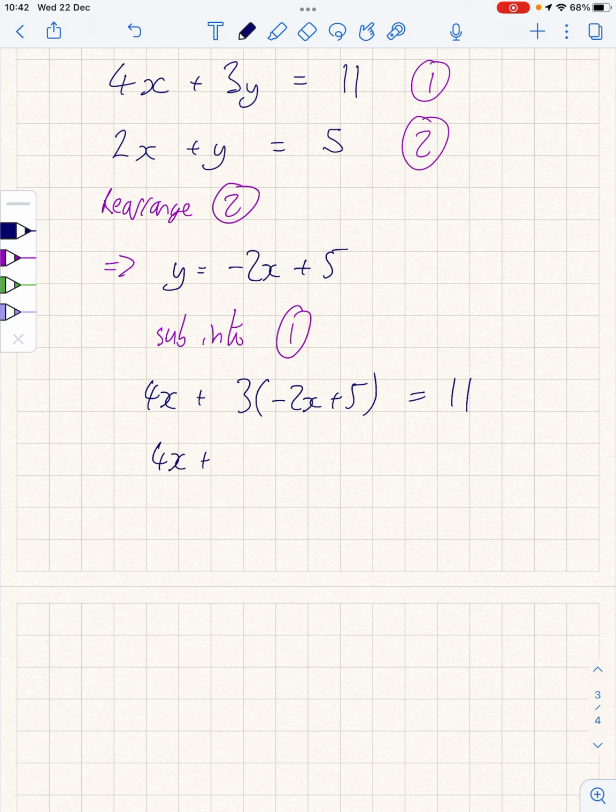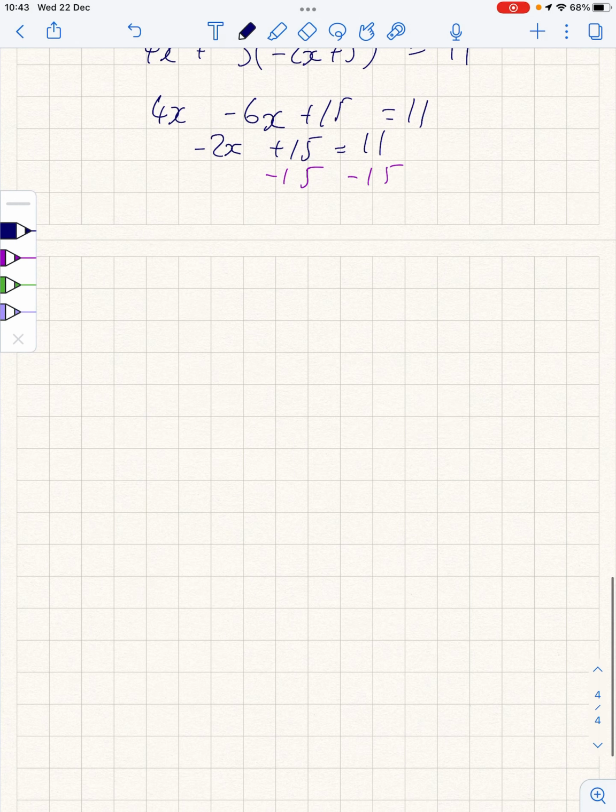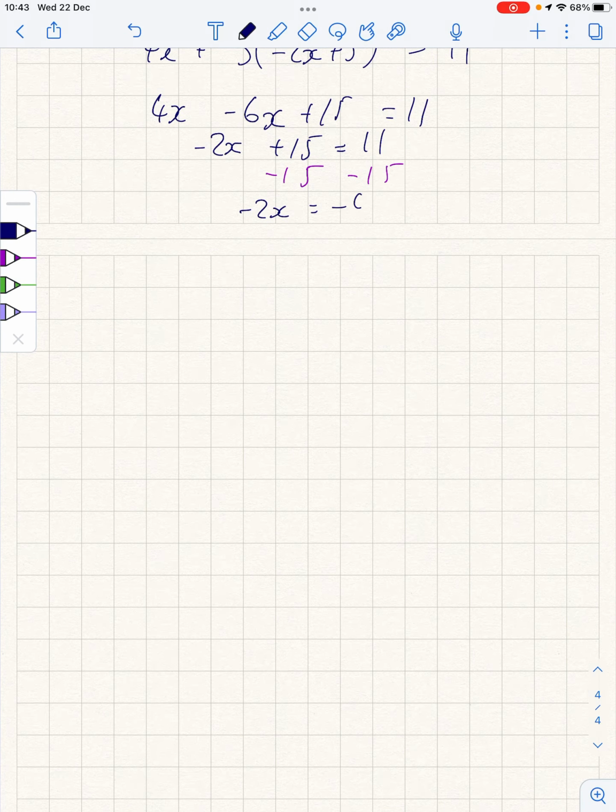Expand the brackets. 3 times minus 2x is minus 6x, and 3 times 5 is 15. That's equal to 11. And you can see we don't need that plus because the minus takes it into account. So collect the like terms. 4x minus 6x is minus 2x plus 15 is equal to 11. Take away 15 from both sides. You get minus 2x is equal to minus 4. Divide by negative 2 on both sides. You get yourself x is equal to 2.